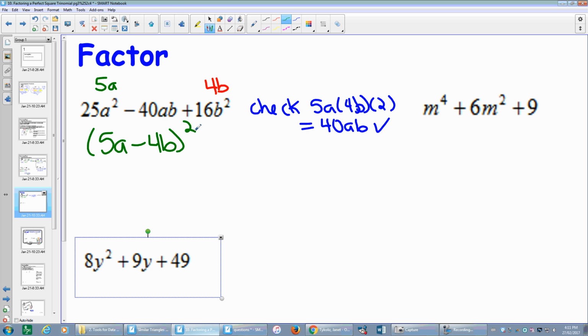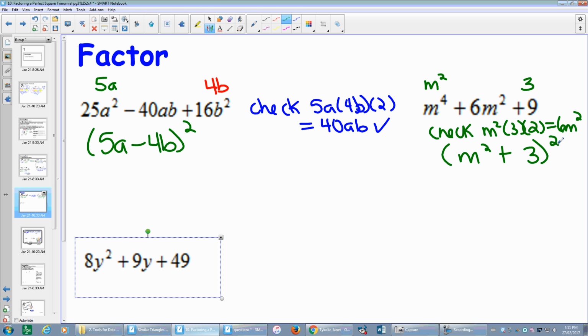Okay, my next one. Again, can I take the square root of my first term? Yes, it's m squared. Can I take the square root of my last term? Yes, it's 3. Let's do a check. I take m squared times 3 times 2, which gives me 6m squared. Is that my middle? Yes, it is. So my final answer is m squared, take the sign of the middle, plus 3, and then all squared.